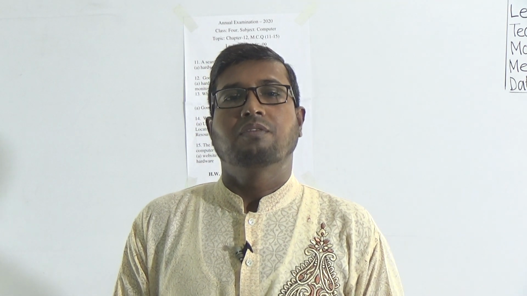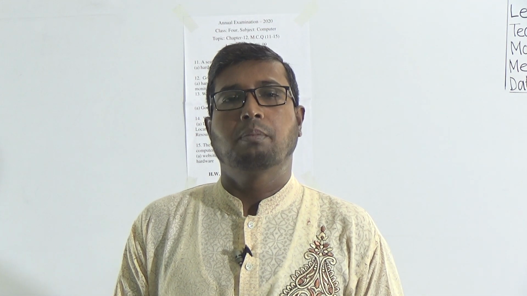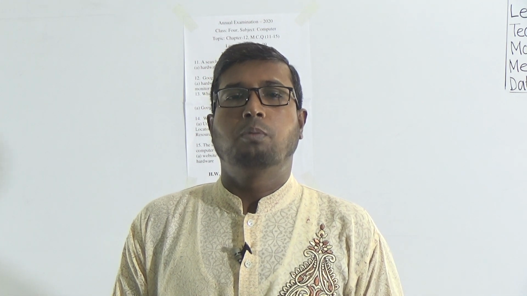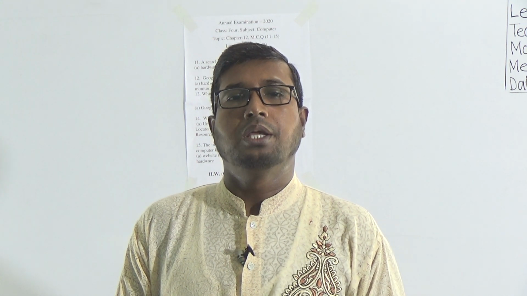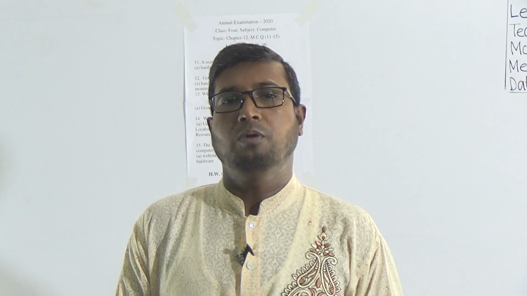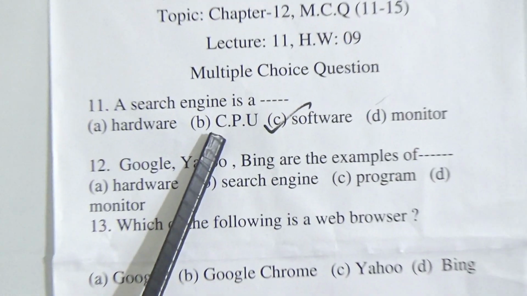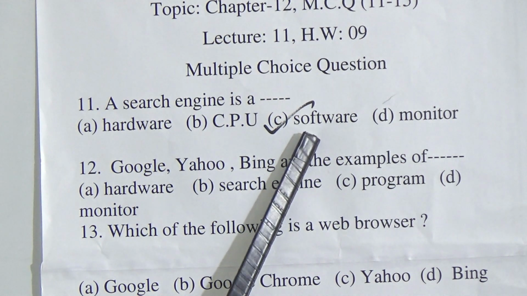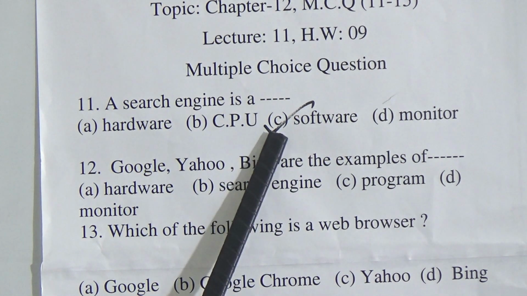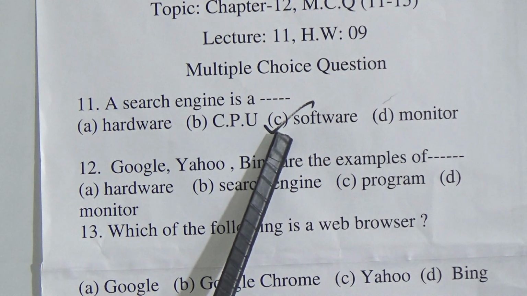We learned the names of some examples of search engine. For example, Google, Yahoo, Bing, Ask.com, etc. So look at the question number 11. A search engine is a: A hardware, B CPU, C software, that means application software. I have already given the tick in C, that means C is the proper answer.